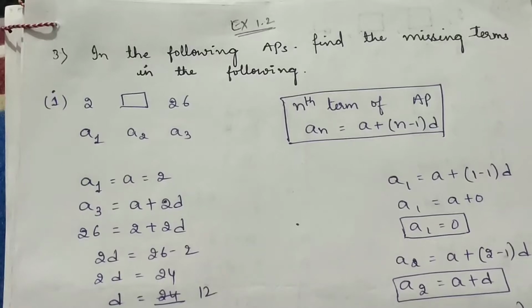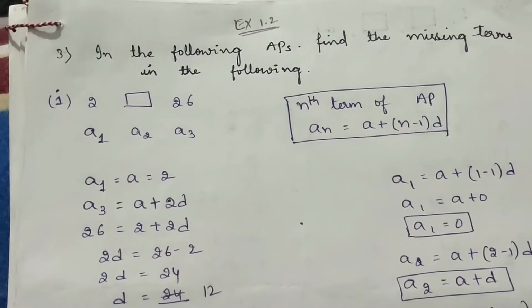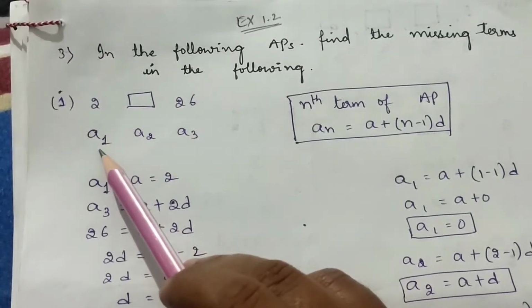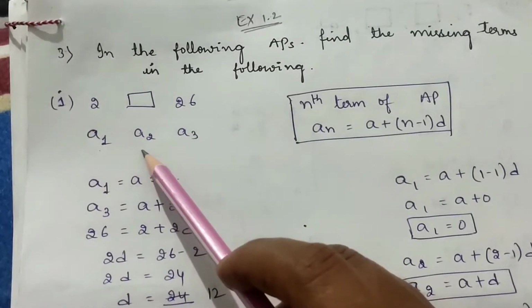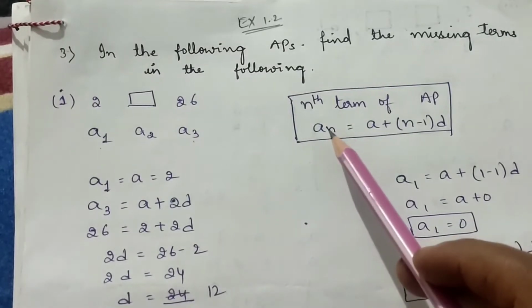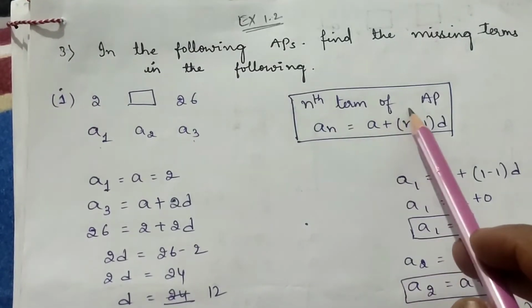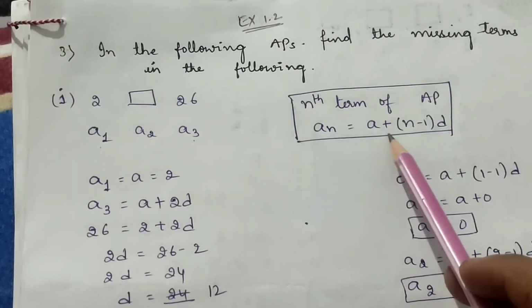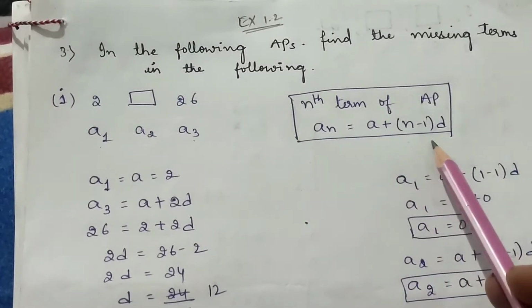The first question: 2, blank, 26. Here, the first term is given, that is A1, the second term you need to find out, and the third term is 26. In order to find the nth term of an AP, we have a formula: an is equal to a plus n minus 1 into d.